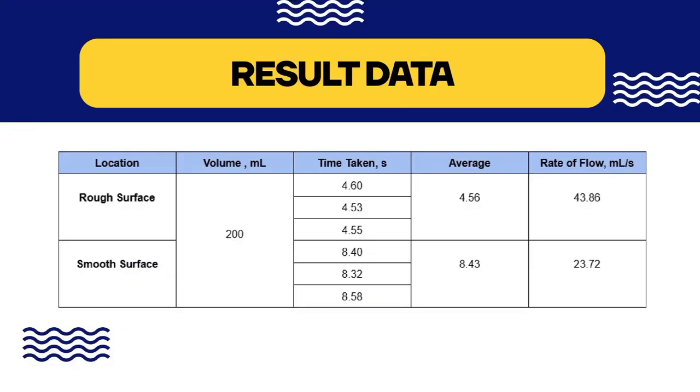Here is the result of the surface drainage test. It shows a clear difference between the two pavement types. On the rough surface, 200 ml of water flowed in an average time of 4.56 seconds, giving a flow rate of about 43.86 ml per second.